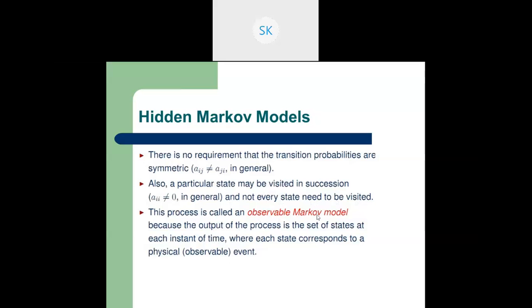So this process is called an observable Markov model because the output of the process is the state at each instant of time. We have the output of the process as a sequence of states at each instant of time, where each state corresponds to a physical or observable event. So each state emits some signal that leads to the observations, that leads to the evidence.